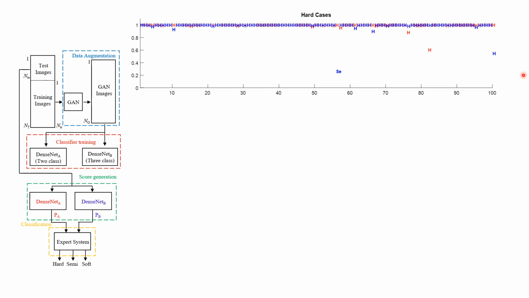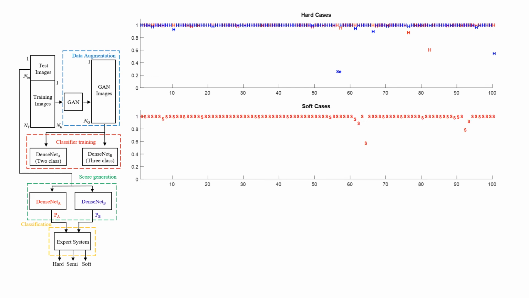In blue, we can see the classification done by the three-class classifier. Note how there is one misclassification as seen in the confusion matrix before, this one here, with a low probability, hinting at the similarity of the semi-hard images with the hard ones, and even some of the semi-hard images look like soft ones.